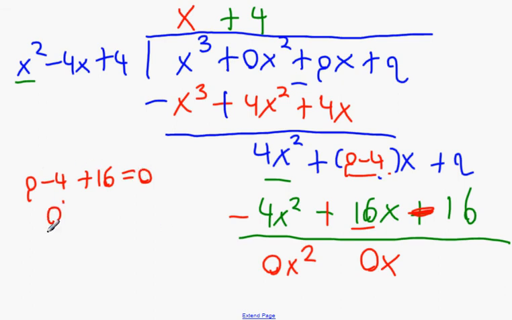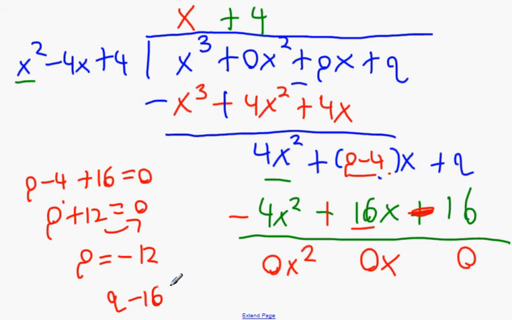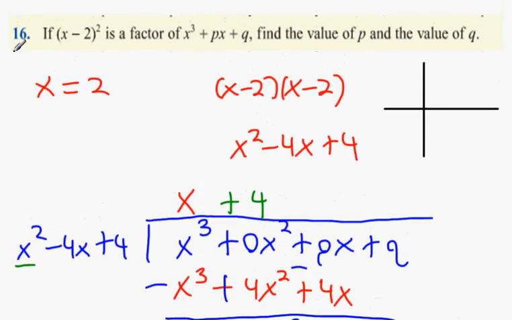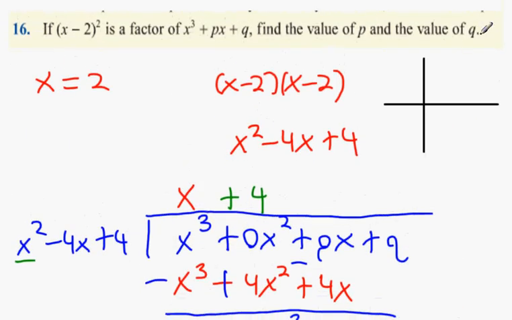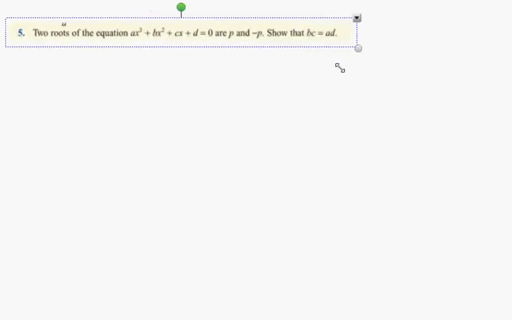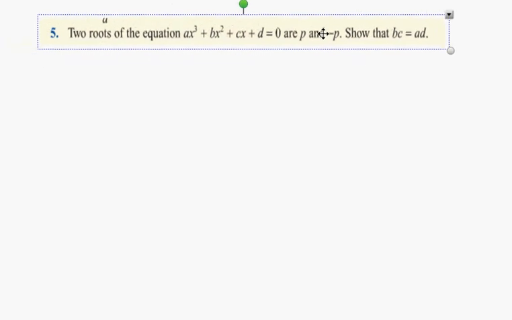Okay? Now what happens next is that's going to be p plus 12 equals 0. Bring over the 12. P will therefore be equal to minus 12. The next last part is q minus 16 is 0. And this therefore means q equals 16. So now we know the value of p and the value of q. Done.